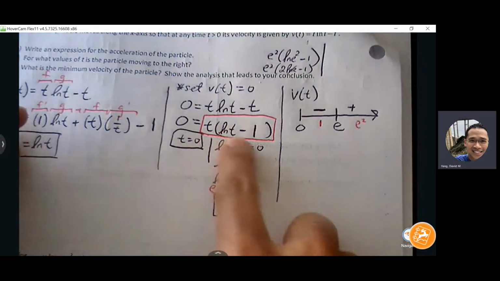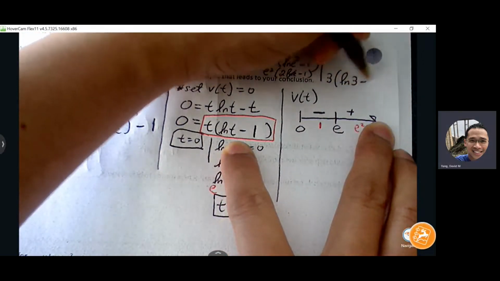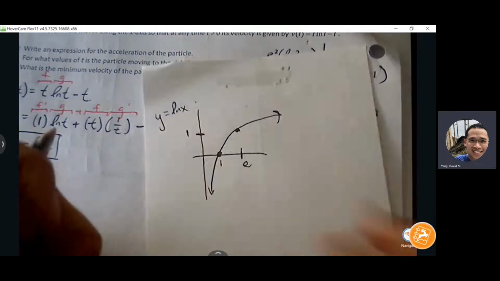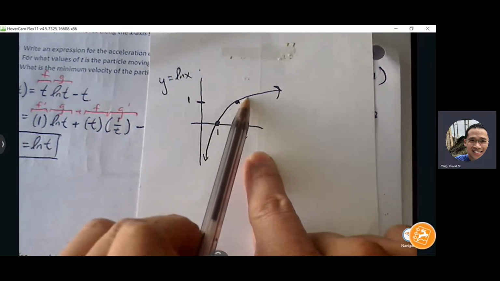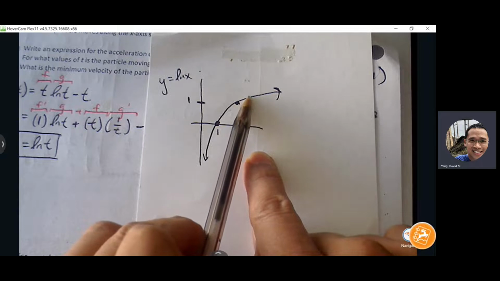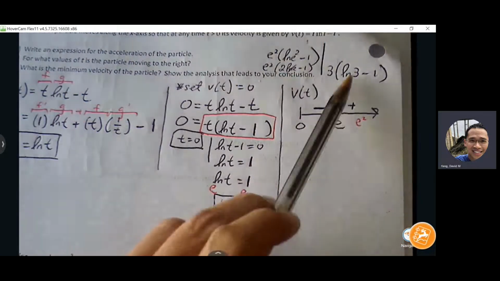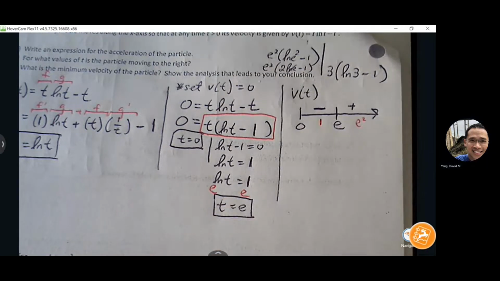If you want to work it out using 3, that also works. If I do 3 times the quantity natural log of 3 minus 1: 3 is positive, and natural log of 3 is to the right of e on your graph, somewhere here. Give me a decimal value: 1.1. We know it's greater than 1. So 1.1 minus 1 is still positive, and we still get that same result. So moving left stops at t equals e, and then it starts moving to the right.